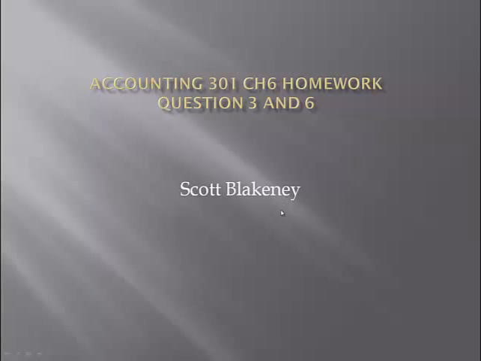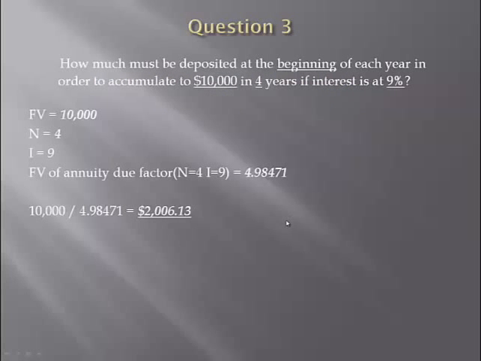For my Chapter 6 homework, I'm going to solve question 3 and 6. Question 3. How much must be deposited at the beginning of each year in order to accumulate to $10,000 in 4 years if interest is at 9%?